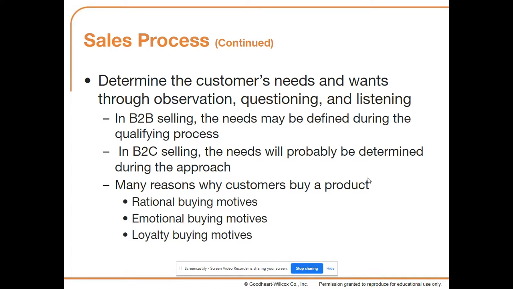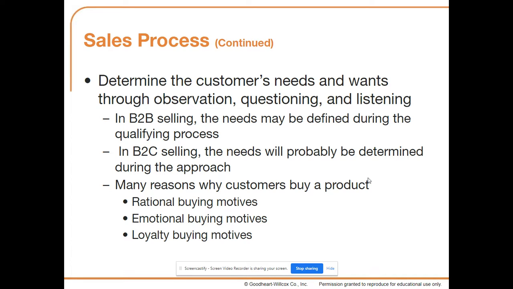The next step is to determine the customer's wants and needs, and you can do this either through observation, question, or listening. So, in B2B selling, the needs may be defined during the qualifying process. Like, they don't have a vegetable producer yet, and so you know that you can fill that role. In B2C selling, the needs will probably be determined during the approach. So, when you are approaching them and you say, "May I help you?" They might say, "Yes, I'm looking for a new television that is easy to mount." So that would be the needs.